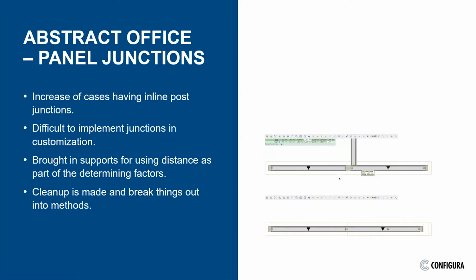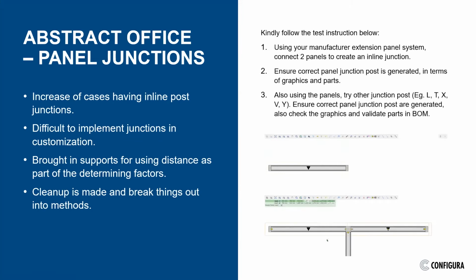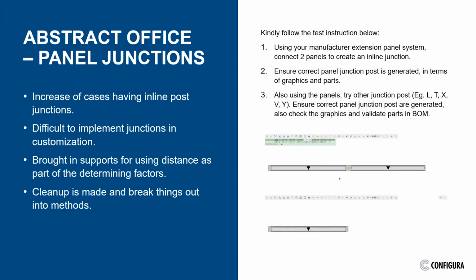If your manufacturer extension adopted this way, also make sure that this change does not affect your manufacturer extensions. Try to follow the test instructions below. The first one, using your manufacturer extensions panel system, try to connect two panels and create an inline junction, and ensure the correct panel junction post is generated in terms of the graphics and parts.